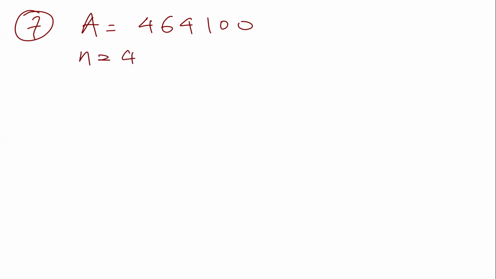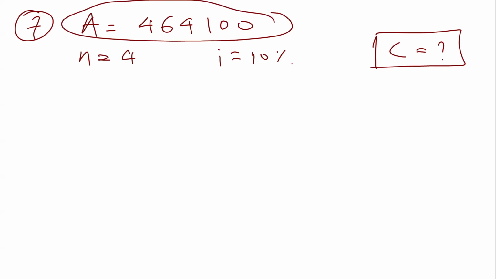So 4 years, 4 installments she will save somewhere. Okay, I is equal to 10%, that's given in the problem. So we are supposed to find out C, what amount she should invest every year. That's an installment that she has to keep somewhere in some bank or some finance company, so that she can get a return of rupees 4,64,100.